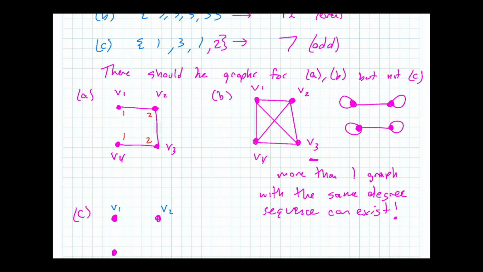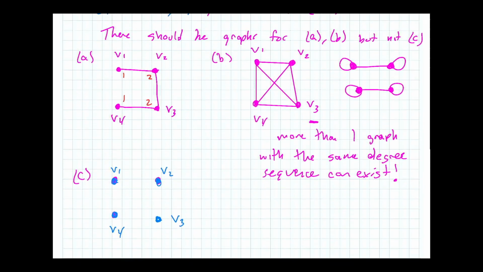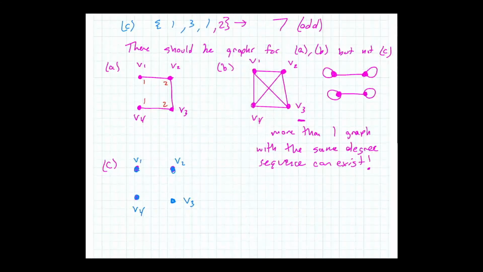V1, V2, V3, V4, right? So the claim is that we can't draw this graph. So if you try, like vertex 1 is supposed to have degree 1. So you go, okay, like that, maybe. Vertex 2 is supposed to have degree 3. So you say, okay, maybe 2, 3. All right, so vertex 1 and vertex 2 are okay.